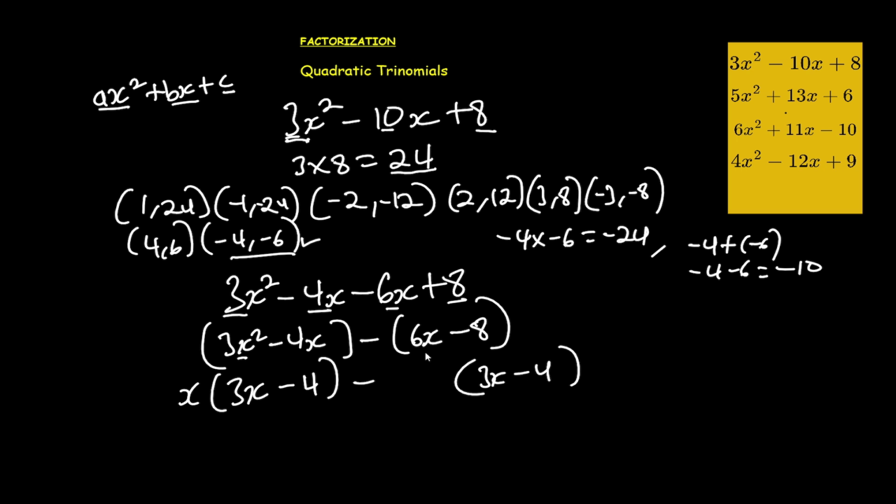Now when you do that, you try to find a number that when you multiply it by 3x, you get 6x, and when you multiply it by -4, you get -8. That number will be 2. So 2 times 3x gives you 6x, and 2 times -4 gives you -8. Now we write the x here, and then take the -2, so x minus 2, and then 3x minus 4.